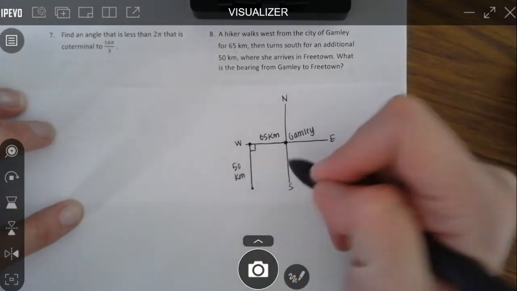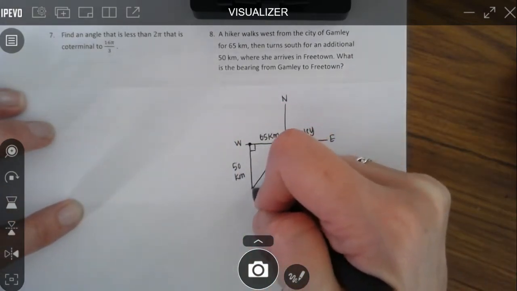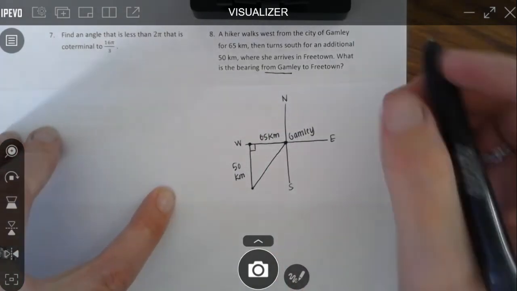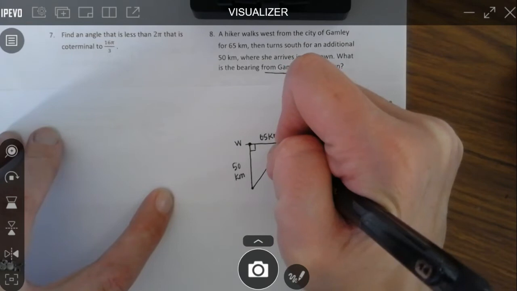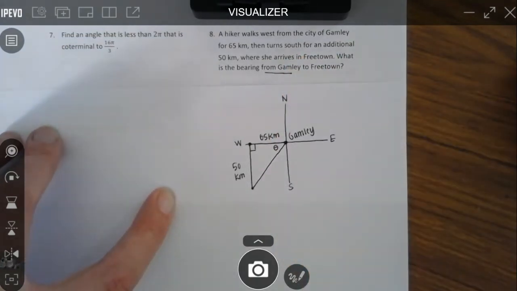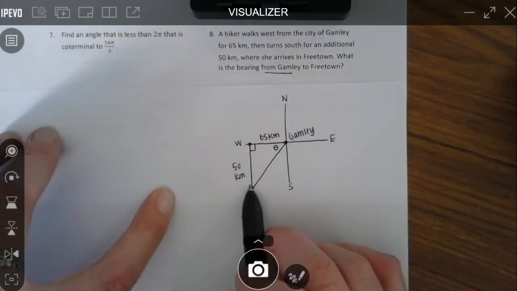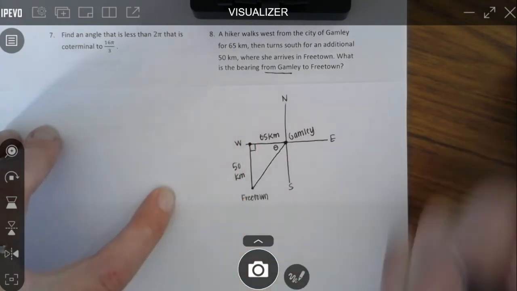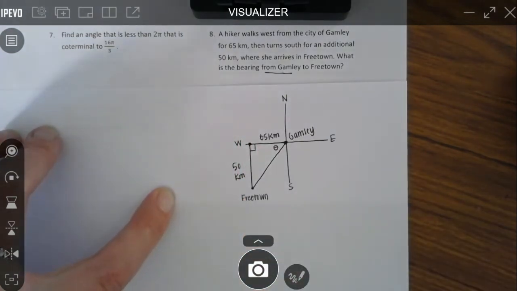So here's my right angle here. Here's my triangle. And I want to know what the bearing is from Gamley to Freetown. So I want to know what the bearing is from here. So I'm looking from Gamley to Freetown. So for bearings, remember that we're looking for an angle and direction.